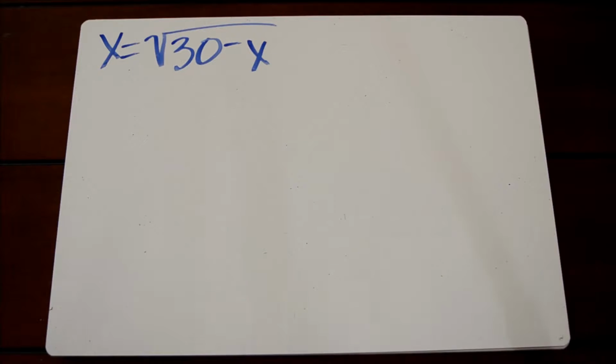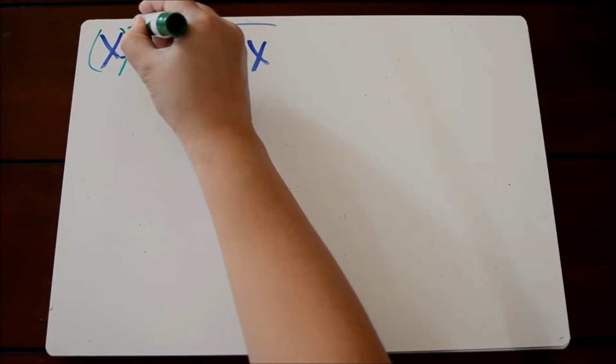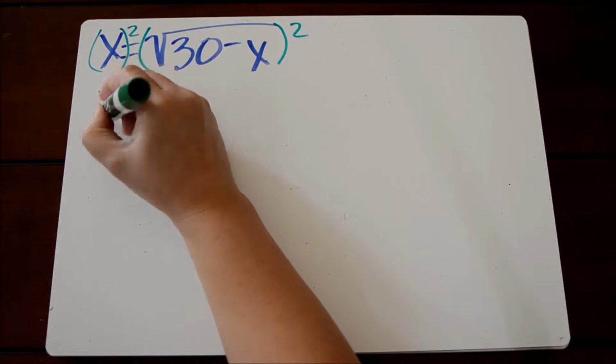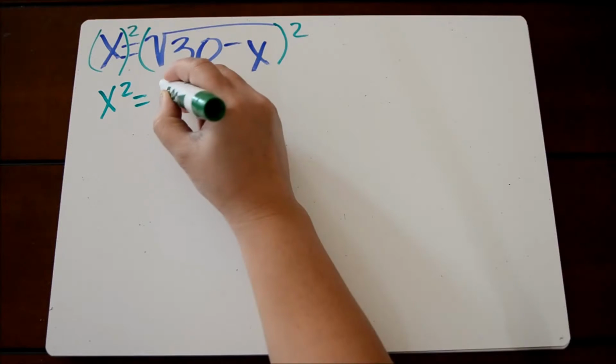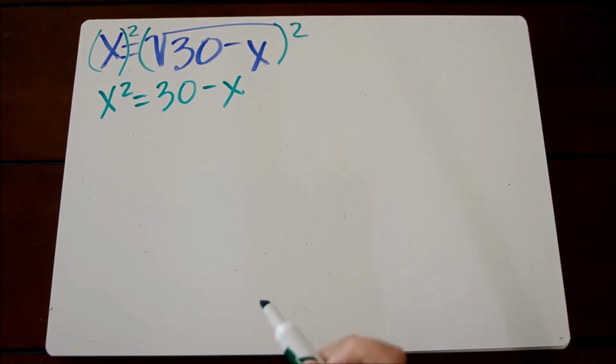So here we have x equals the square root of 30 minus x. Our first step is to isolate the radical, but it's already isolated, so we're going to go straight to squaring both sides. We will get x squared equals 30 minus x. So by squaring, we just got rid of that square root symbol.